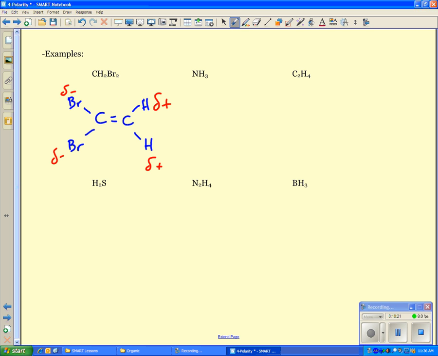So overall, are the electrons being pulled to one side or the other? Absolutely. Electrons are getting pulled towards the left-hand side of the molecule. So this is polar.